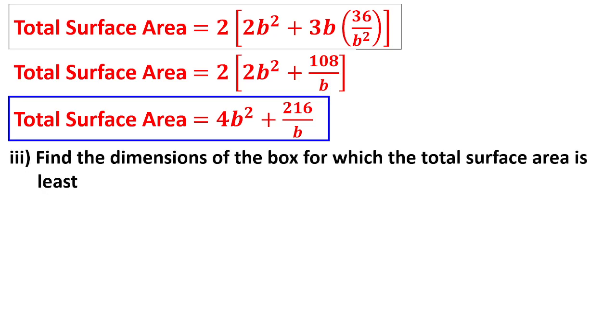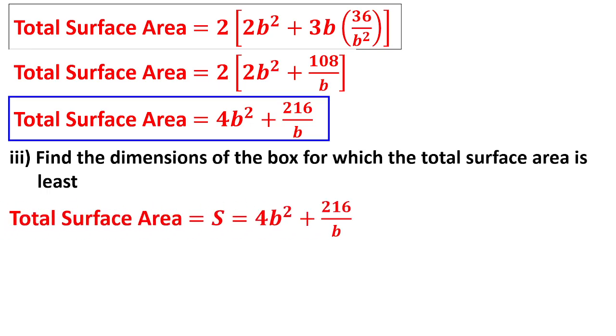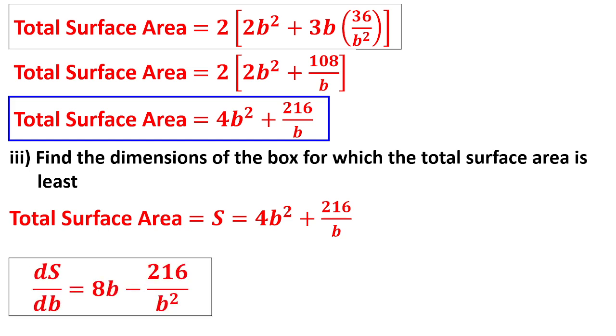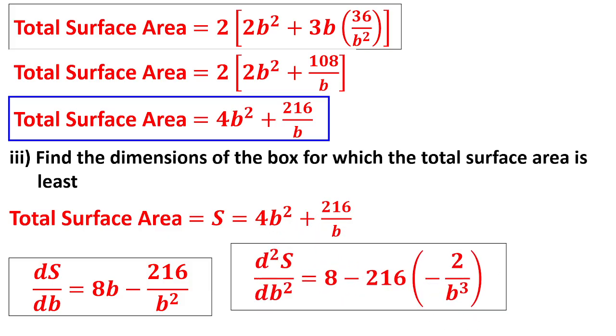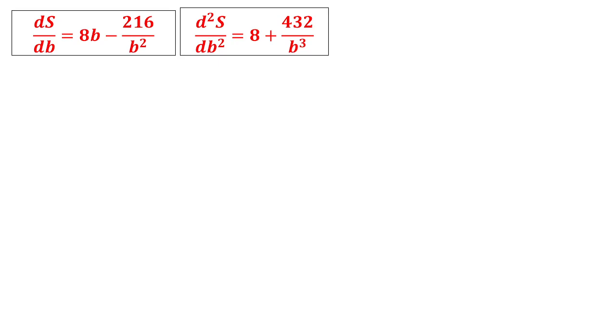Find the dimension of the box for which total surface area is least. In the previous subdivision, we have found the expression for TSA. We have to differentiate it, equate it to 0, get the value of B, find the second derivative, and check whether it is maximum or minimum. I am finding its derivative. It is 8B minus 216 by B square. And the second derivative is 8 minus 216 multiplied by minus 2 upon B cube. Derivative of 1 by B square is minus 2 by B cube. Now it will become 8 plus 432 by B cube.